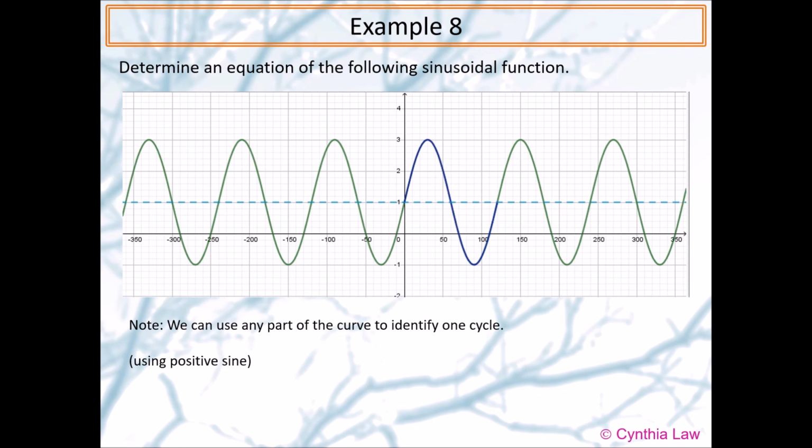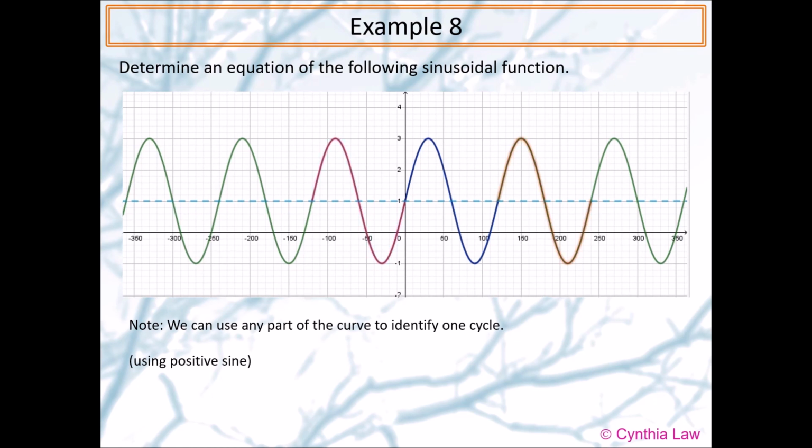Now, we can actually use any part of the curve to identify one cycle. So let's look at the positive sine part. In our example earlier, I used this part of the graph. However, I could have chosen this part, or this part to figure out the period.